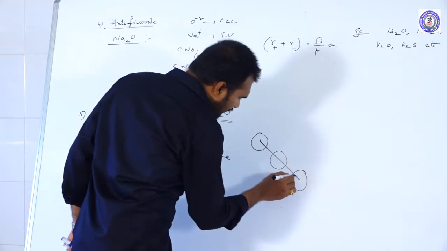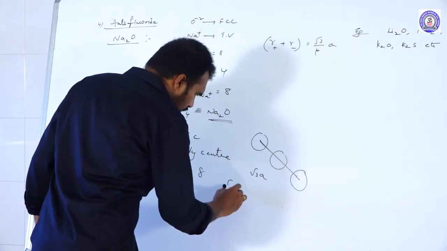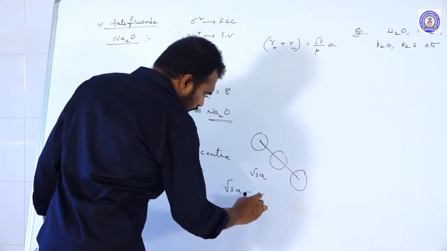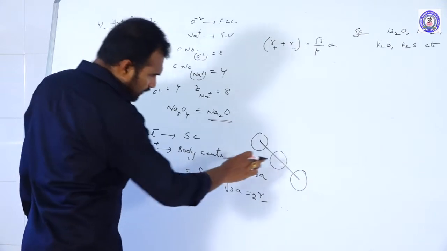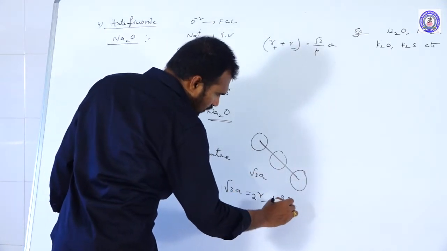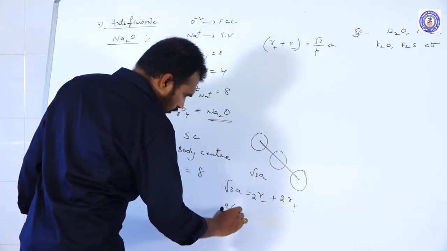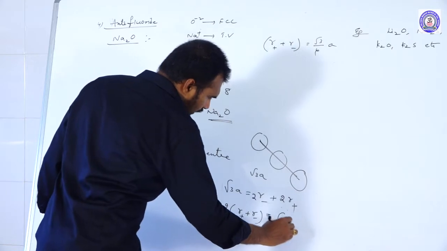The total body diagonal is what? Root 3a. So root 3a is equal to 2 times the radius of the anion, maybe this is anion, this is anion, and this is a cation. 2 times the radius of the anion and 2 times the radius of the cation. That means 2 times the radius of the cation and anion is equal to root 3a.